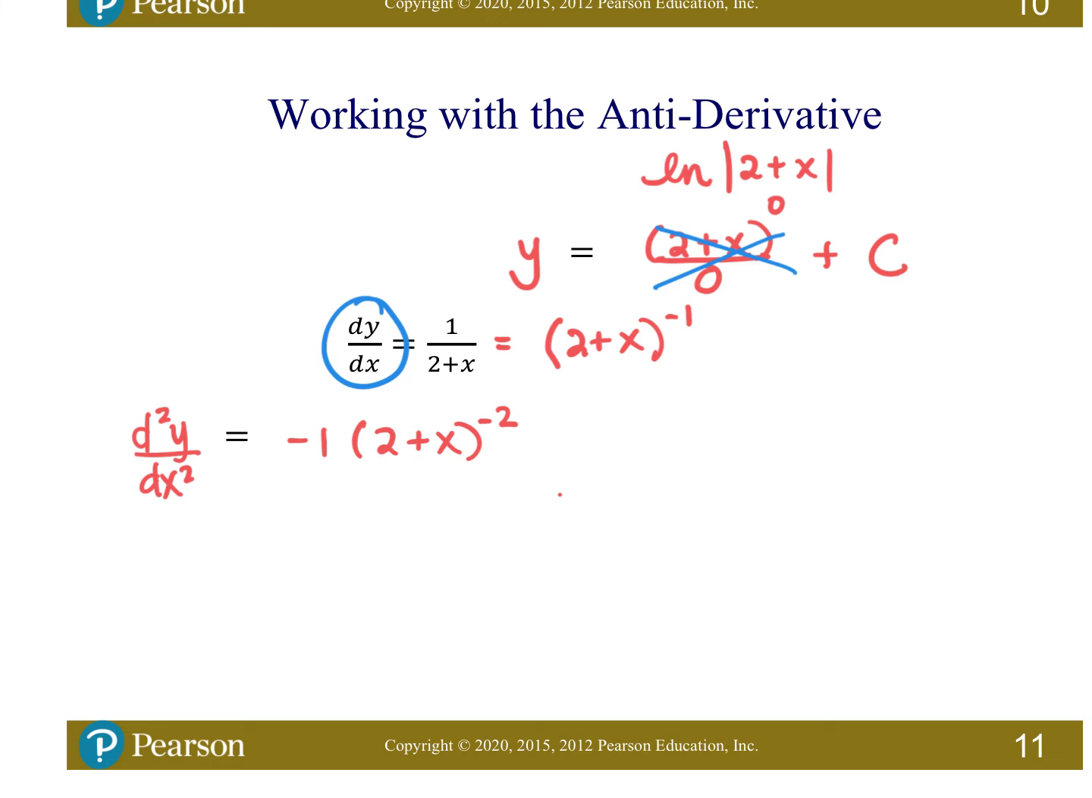And it's because both the 2 and the plus and the x are all in the parentheses. So whatever's in the parentheses is the part that goes in the absolute value. If it's not in the parentheses, it would go out in front.